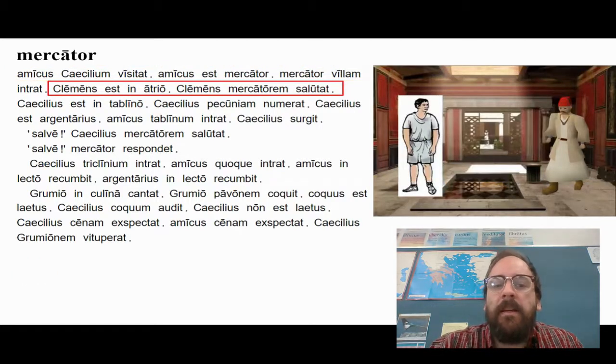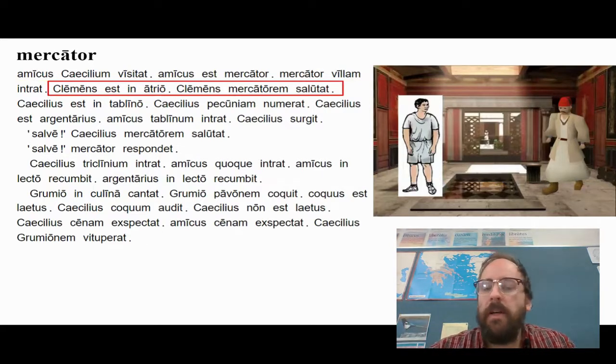Clemens est in atrio. Clemens mercatorum salutat. So when the merchant enters into the house, remember the first room that he enters into is the atrium. In Latin, we call it the atrium. Who is already in the atrium when the merchant enters in the house? What does that person do to the merchant when he enters into the house?